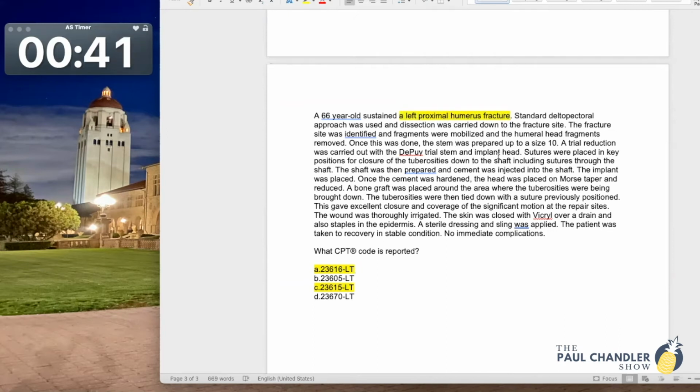And was anything put in? And an implant. Trial reduction was carried out with the DuPont trial stem and implant head. I'm liking how that looks. And the implant was placed. Whoop, there it is, ladies and gentlemen. We have the prosthetic humeral, the proximal humeral prosthetic implant. So that would make Alpha the right answer.